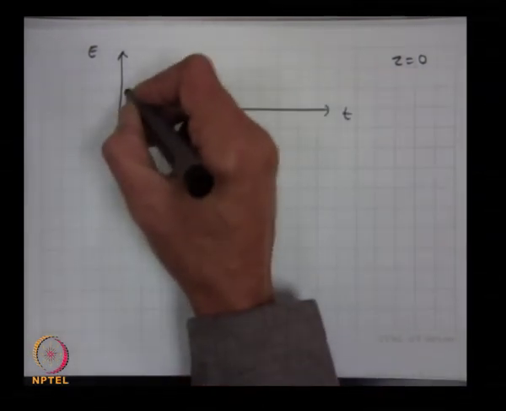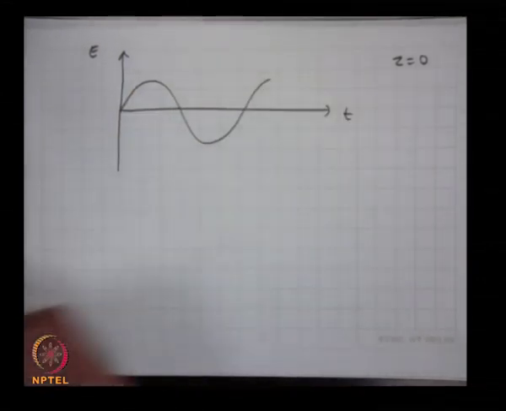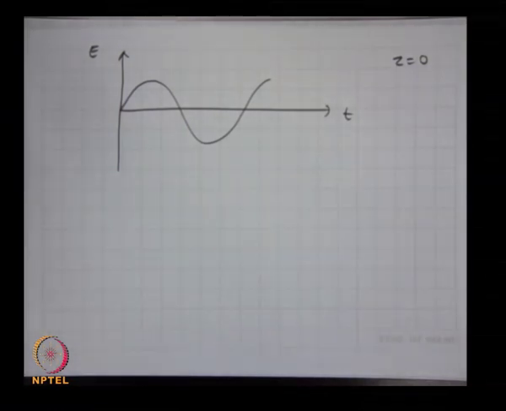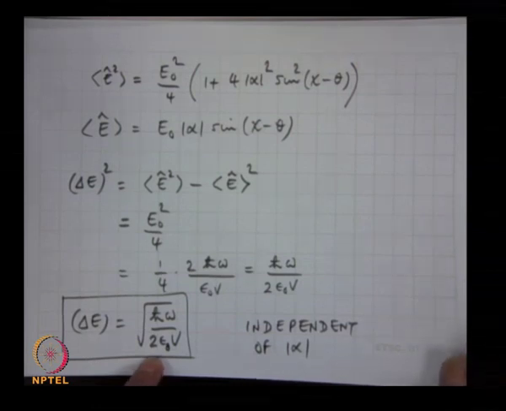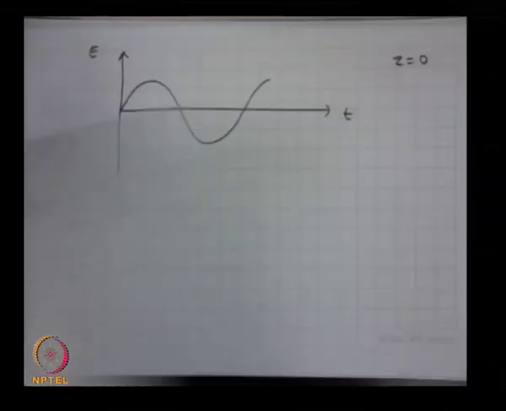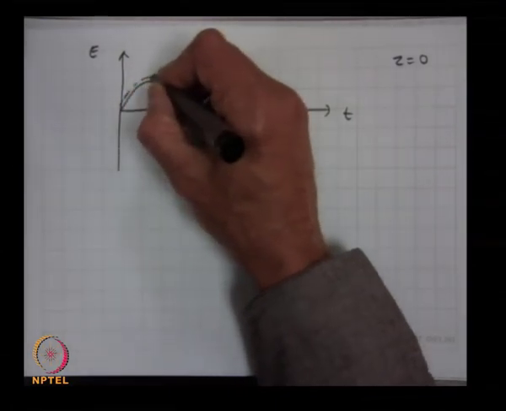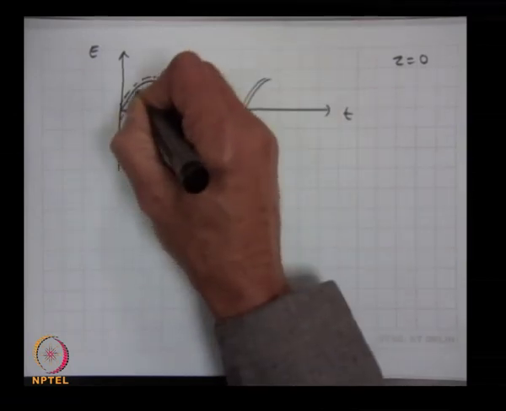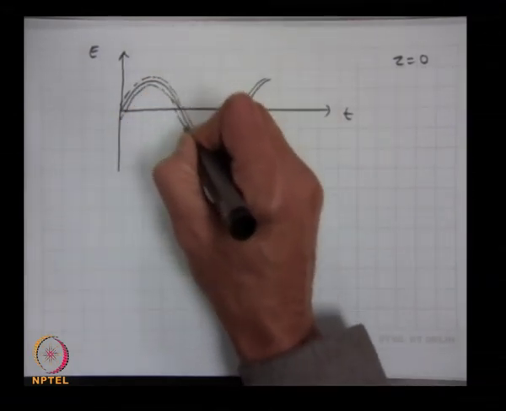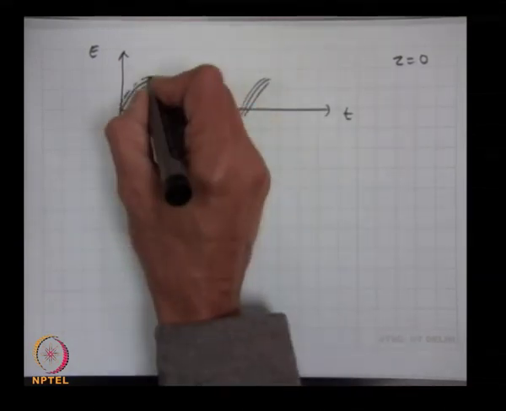Let me plot, for example, with theta equals 0. So, it goes like this. This is the expectation value going like this. There is an uncertainty of square root of h cross omega by 2 epsilon 0 V of the electric field at every instant of time. So, let me plot the upper bound and the lower bound here. So, this is the uncertainty in the electric field at any time.